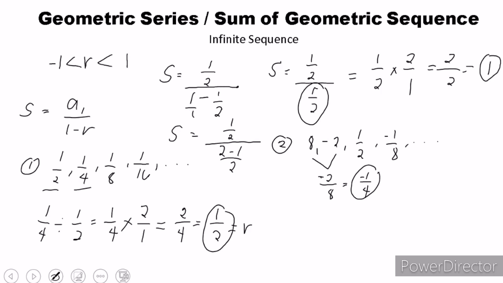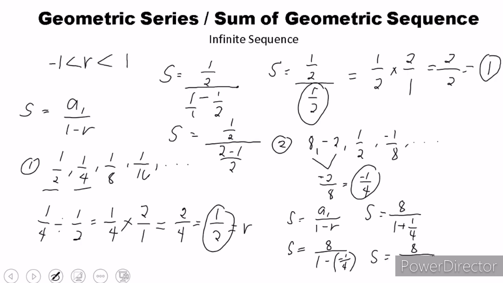Substituting it to the formula, so we have S equals A sub 1 over 1 minus R. S is equal to the first term is 8, over 1 minus -1/4. Okay. S is equal to 8 divided by 1 minus -1/4 is 1 plus 1/4. So, S is equal to 8 over, yung kanilang LCD ay 4. 4 divided by 1 is 4 times 1 is 4. 4 divided by 4 is 1 times 1 is 1.